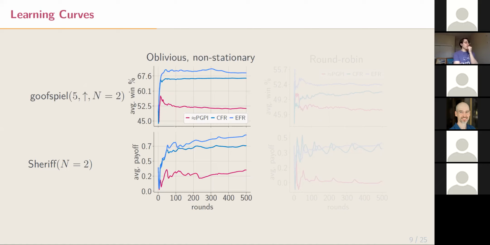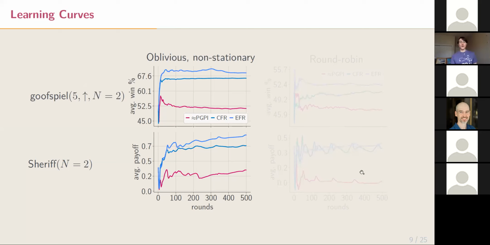All right, so here are the results. We have the rounds on the x-axis, and we have the average payoff accumulated up to that round on the y-axis. In Goofspiel, the average win rate is the average payoff. And we have 3 algorithms. These are actually all instances of a more general meta algorithm. The only difference is that they're using different deviation sets. They're minimizing regret with respect to different deviation sets.